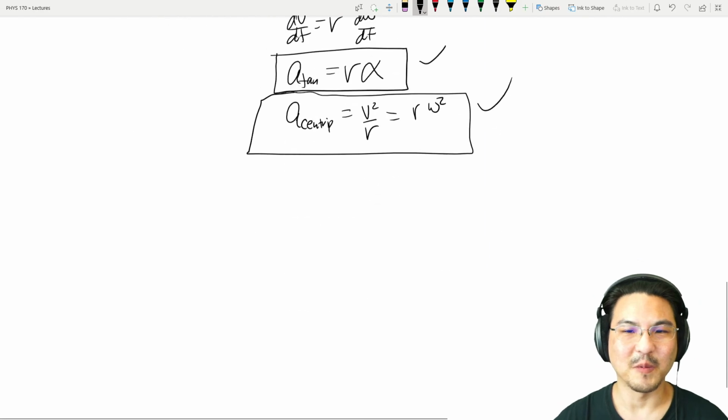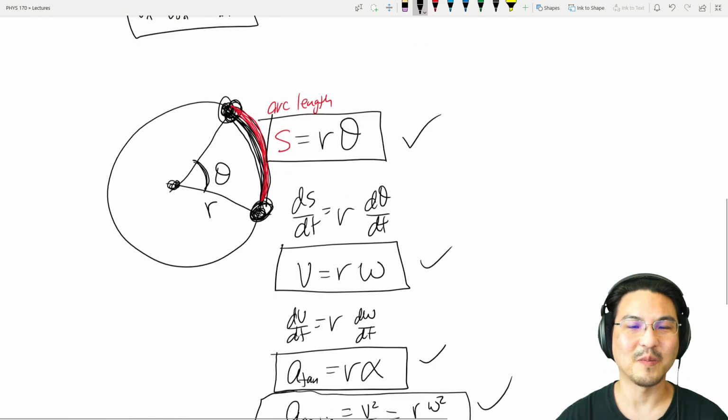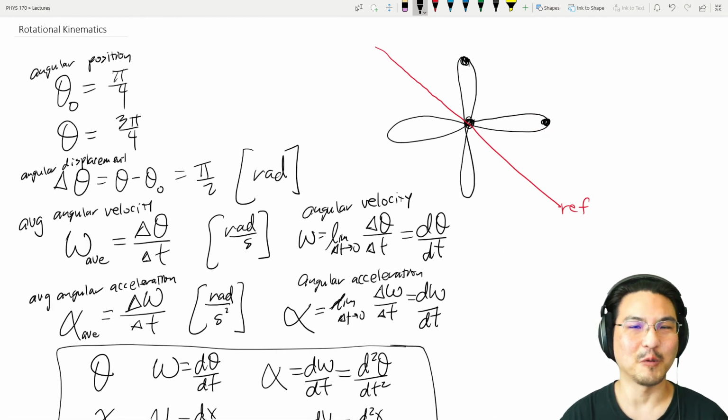So how about some quick example? And then to use the formulas is pretty straightforward, so I can do some examples on other videos, but this is the introduction to all rotational kinematics.